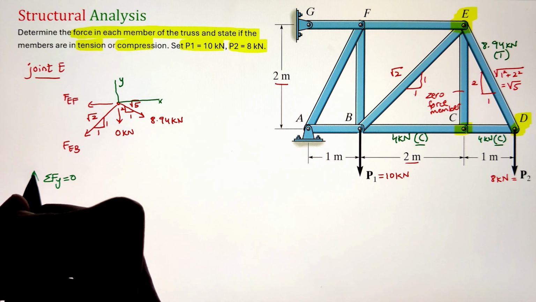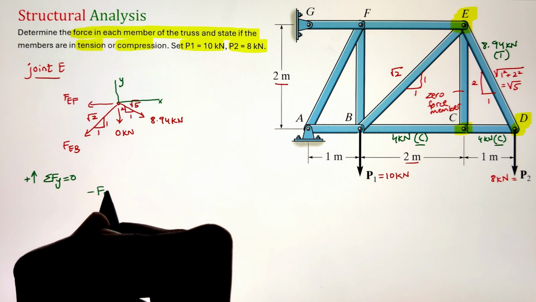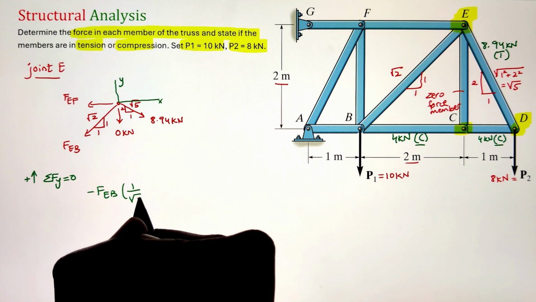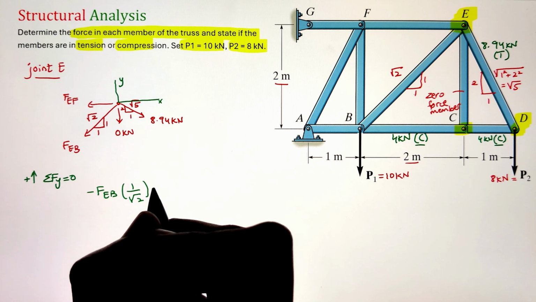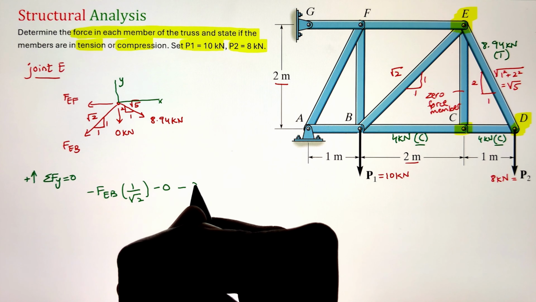Now once we have our free body diagram, let's start applying the equilibrium equations again, starting with summation of forces along the y direction equals 0. I have negative FEB times 1 over root 2.